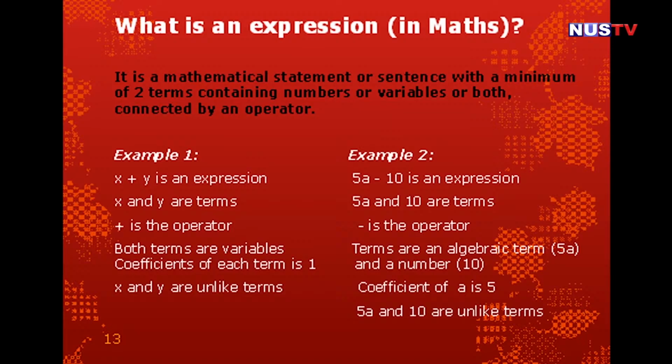These are all the terminology that you should have learned from lower level. Example number 2, we have 5a minus 10 is an expression. 5a and 10 are terms. The subtraction is the operator. The terms are an algebraic term, 5a, and a numerical term, the number 10. The coefficient of a is 5. Remember what the coefficient is? The number before the variable. Okay? 5a and 10 are unlike terms.